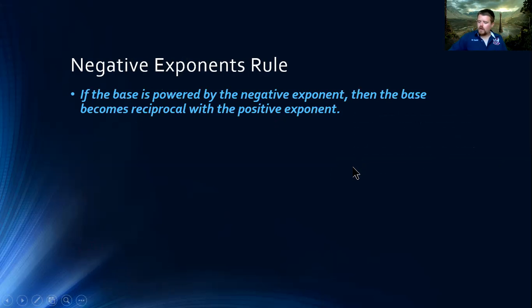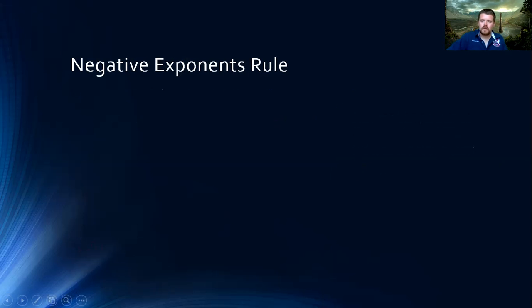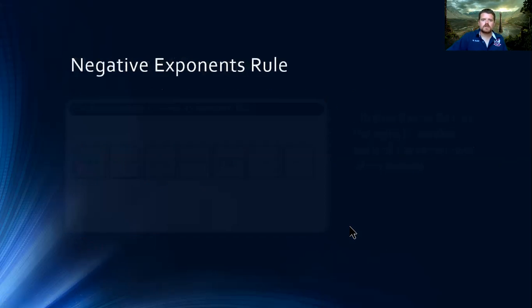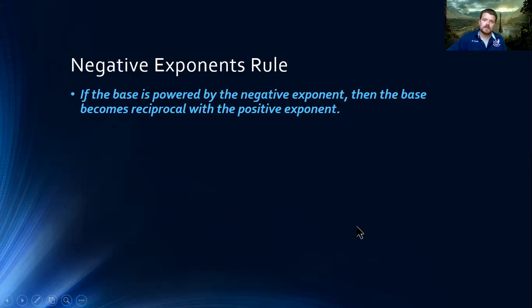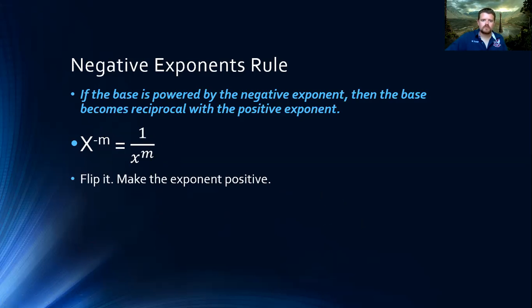So your rules, there's a total of 7 rules that I want you to be familiar with. So we'll kind of go through these again quickly. Your first is your negative exponents rule, which is defined as follows, and this should go in your notes. If the base is powered by the negative exponent, then the base becomes reciprocal with a positive exponent. What does that mean? It means that if I have a negative exponent, it is a shortcut or shorthand for having an exponent that's in the denominator. So whatever the negative power is, that is the same as 1 over x to that power. It literally represents exponential expressions that are in your denominator of a fraction.